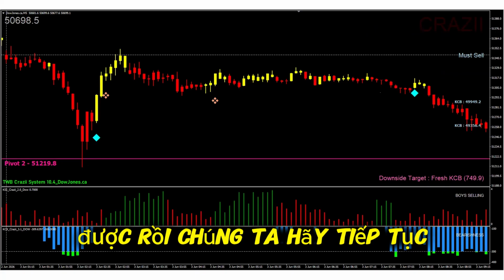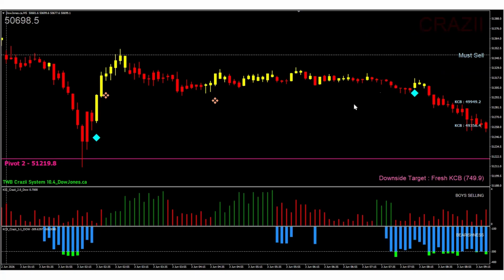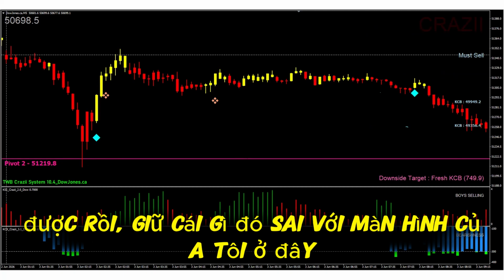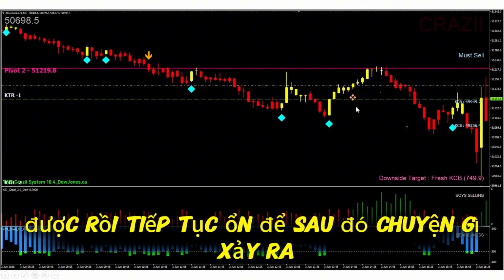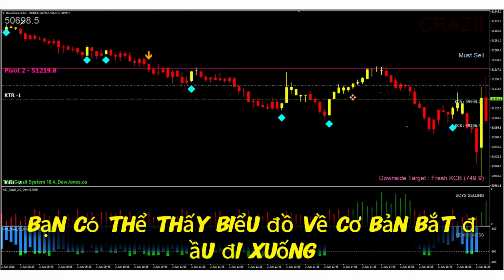Okay, let's continue. Okay, something is wrong with my screen here. Okay, continue. All right, so after that, what happened? You can see the chart basically starts to come down, right?